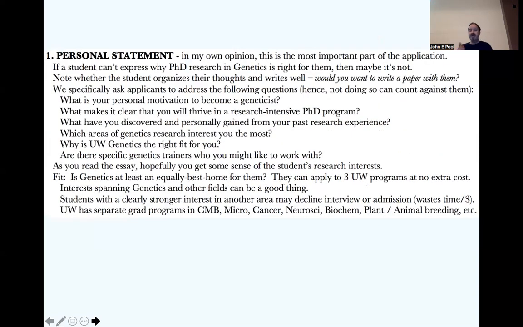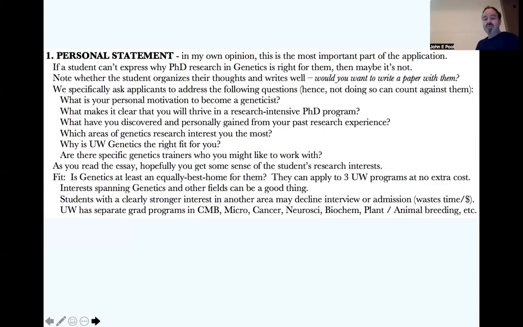You've already heard a lot from me about what I'm looking for in personal statements. Especially, you've seen these 6 bullet points at least twice already for what to put into the statement, and you've obviously put together your own draft statement at this point as well. Among the other things that I specifically mention to our committee members is to suggest that if a student can't express why PhD research in genetics is right for them, then maybe it's not. That is kind of the risk we run if we're not making that a priority.